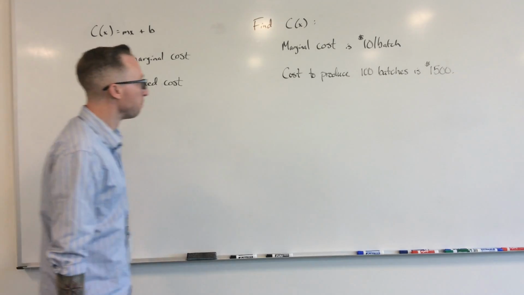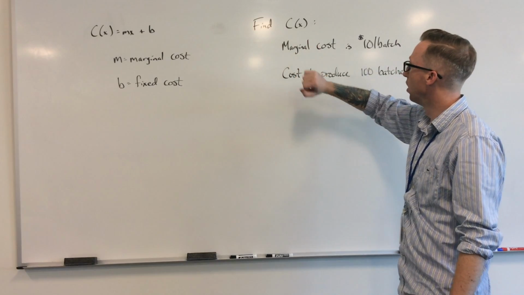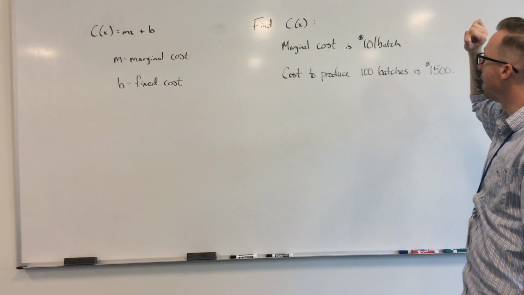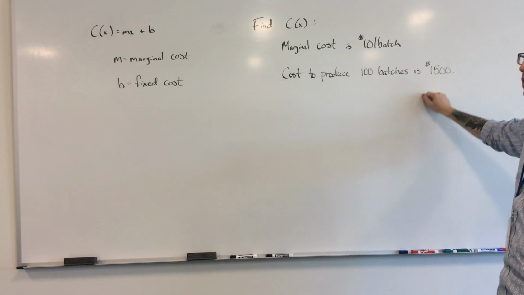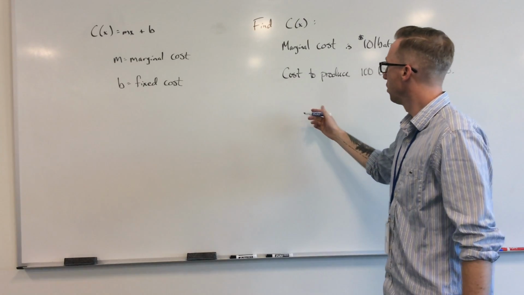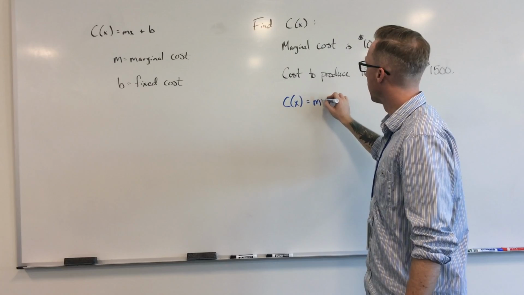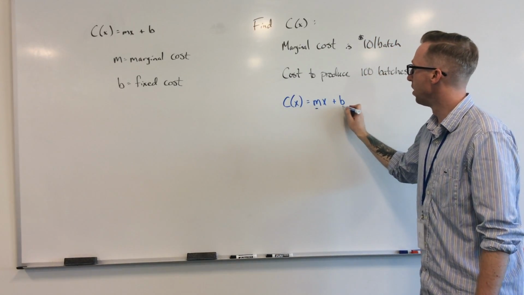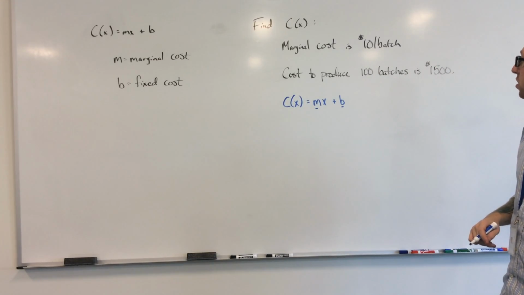So for our model, I want to find the cost function C of x, knowing two different things. Marginal cost is $10 per batch. The cost to produce 100 batches is given as $1,500. So let's write down our equation here. C of x equals mx plus b. I need to solve for m and b to write my final answer, to write my cost function C of x.